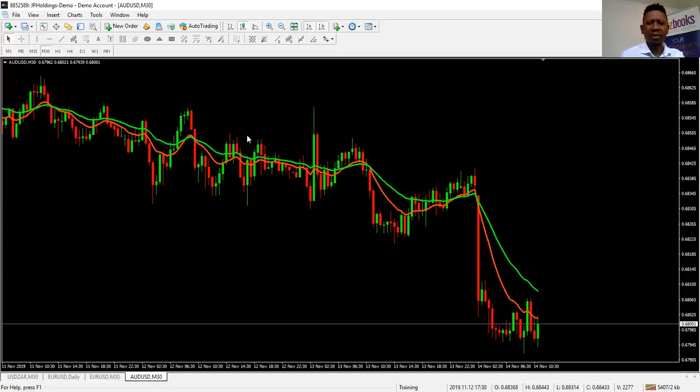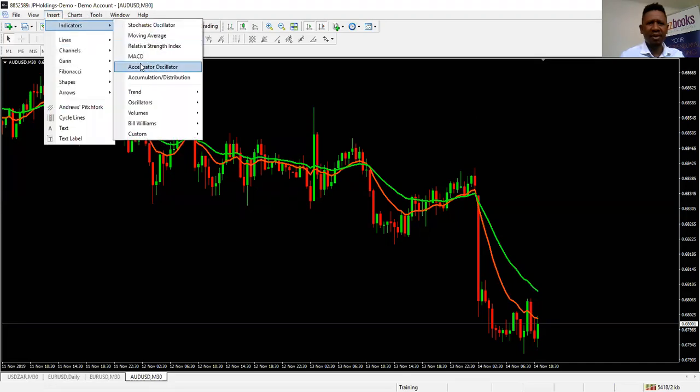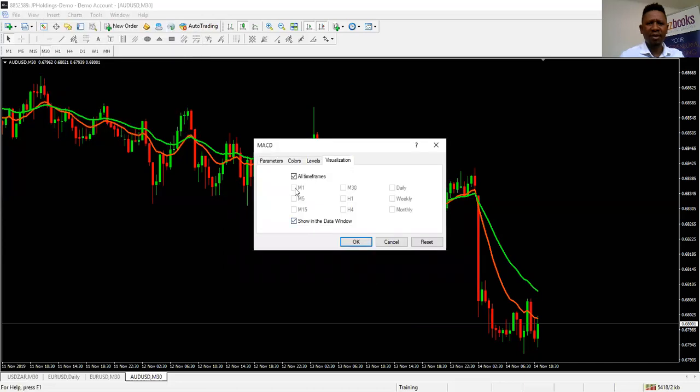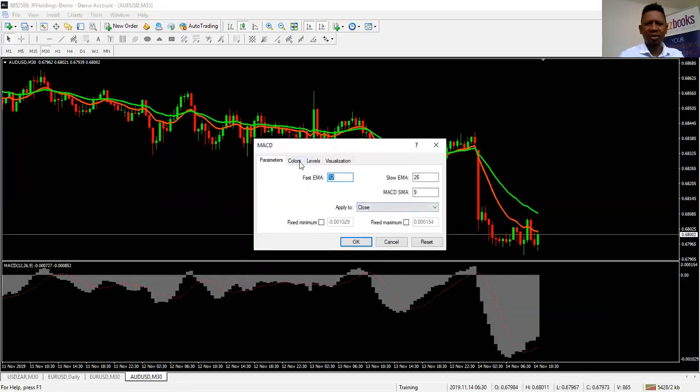Now let's go to the next step of our trading system. We said it's going to be the MACD. The MACD is going to be our step number 3. It's going to be the confirmer. We don't change anything on the parameters, and then we just say okay, and that's how our MACD looks. I'm just going to change it so that we can see the histograms.